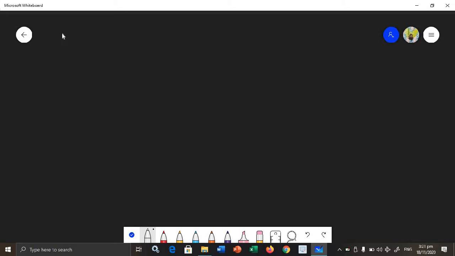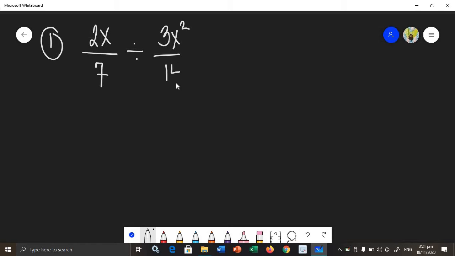So let's divide, or find the quotient of, example number 1. Let's say we have monomials first: 2x over 7, and we need to divide this by 3x squared over 14.